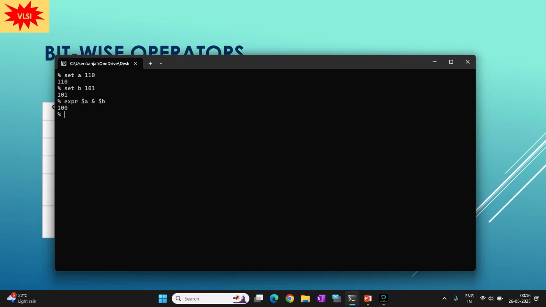Why? Because let us start from the right side. So 0 and 1, when you AND these two you get 0. 1 and 0, when you AND these two you get 0. 1 and 1, when you AND these you get 1. So this is how it performs AND operation bitwise. So logical, which we saw just now, we were performing only on single bit values, and now here we are performing these operations bitwise.